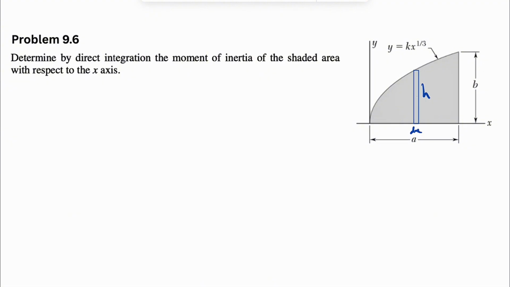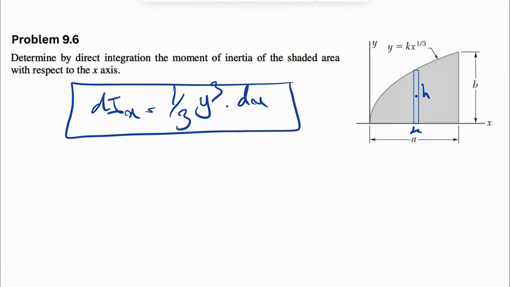And since we are trying to find the moment about the x-axis based on the parallel axis theorem, we figured out our dIx is going to be 1/3 of y cubed dx. I explained in the previous video where this is coming from. Basically it is the moment of inertia of the rectangle about its base, which is lying on our x-axis here. Make sure to check that video out if you want to see where this is coming from.